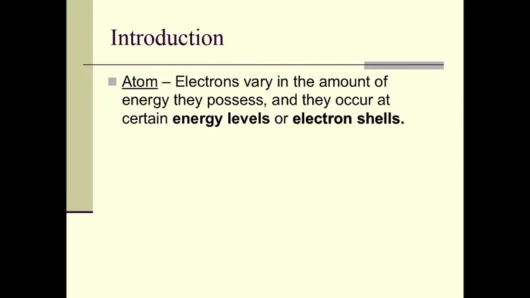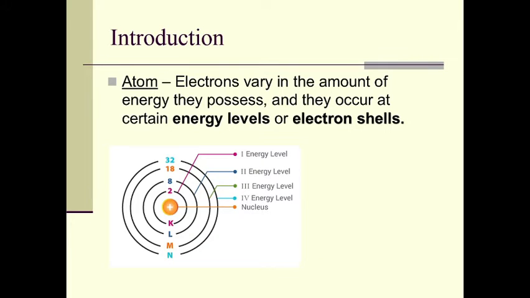These electrons in the atom vary in the amount of energy they possess, and they occur at certain energy levels. That means not all the electrons in an atom appear at the same energy, but they take positions in different energy levels, because each energy level can occupy only a certain number of electrons. These energy levels we can call electron shells, right?